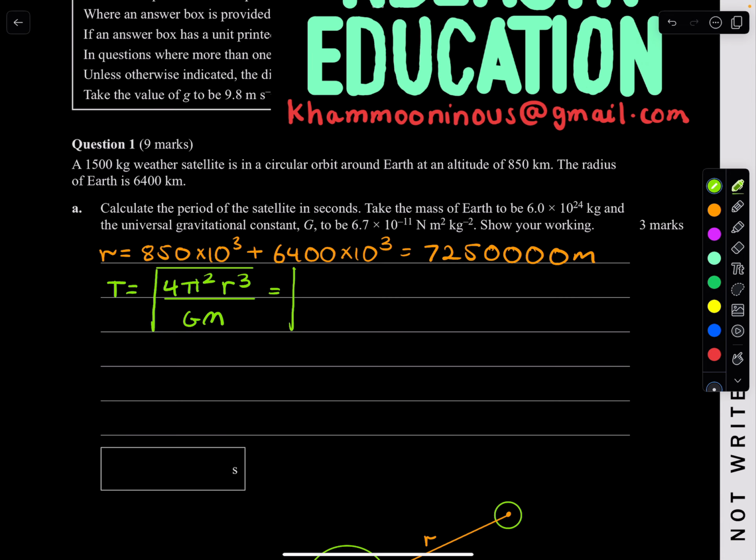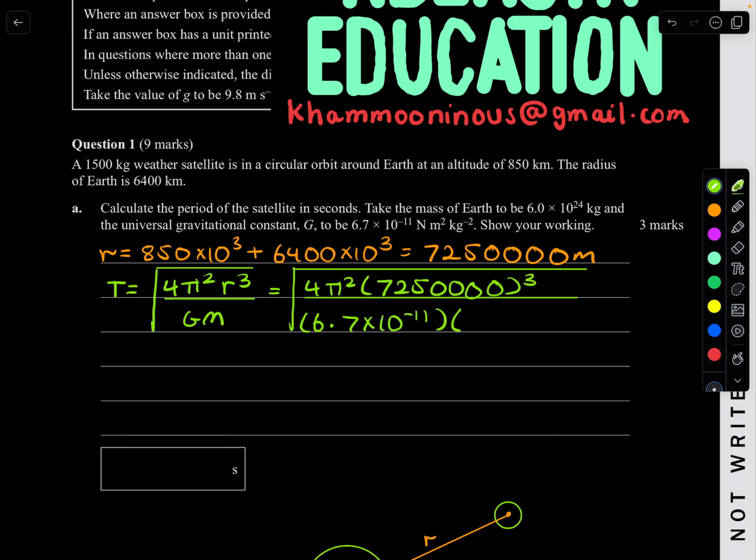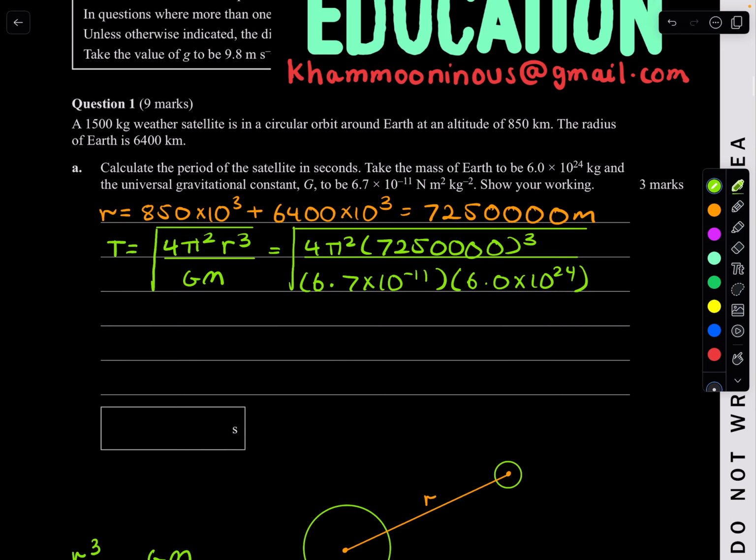And now let's sub all those values in. So 4 pi squared times your orbital radius, which we just found, 7,250,000 to the power of 3, all divided by your G value, which is 6.7 times 10 to the negative 11. Make sure you use their one. Times the mass of the Earth, the central mass, which is 6.0 times 10 to the power of 24. Putting this in your calculator, we should get the period. We want to make sure it's two significant figures, because that's our lowest significant figures.